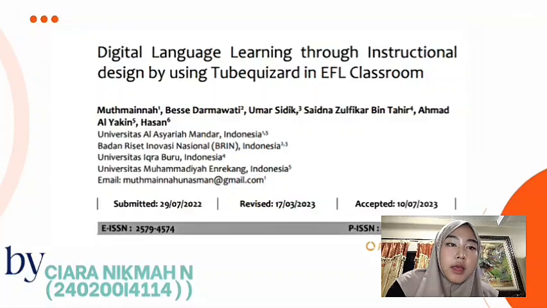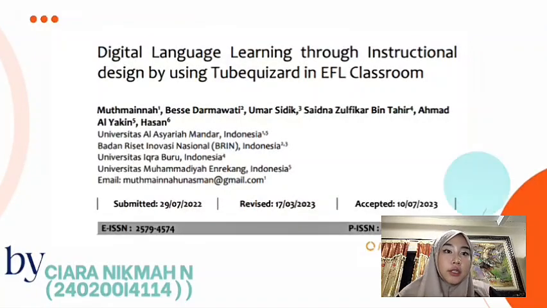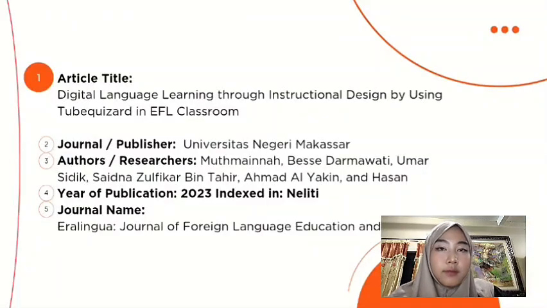The article I chose is titled Digital Language Learning Through Instructional Design by Using Tubequizard Application in EFL Classroom. The journal publisher is Universitas Negeri Makassar, and the authors are Mutmainnah, BC, Umar Sidik, Said Nazulfikar, Ahmad Al Yakin, and Hasan. This article was published in 2023 and indexed in Nullity, and the journal name is Journal of Foreign Language Education and Literature.